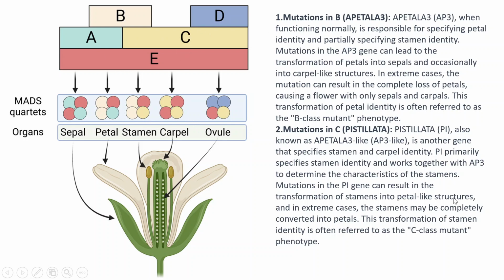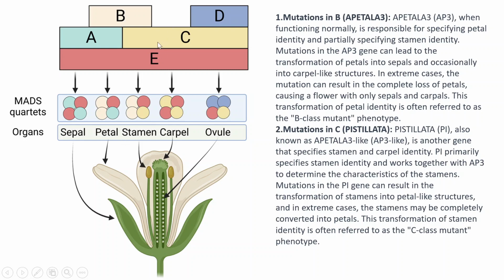If you do not have C, pistillata, which is PI, also known as epitala 3-like, is another gene that specifies stamen carpel identity. PI primarily specifies stamen identity, works together with AP3, means B, to determine characteristics of the stamen. Mutation in the PI gene can result in transformation of stamen into petal-like structures.